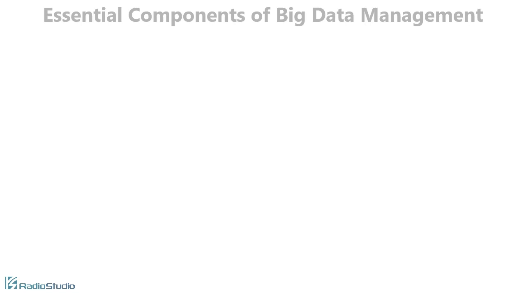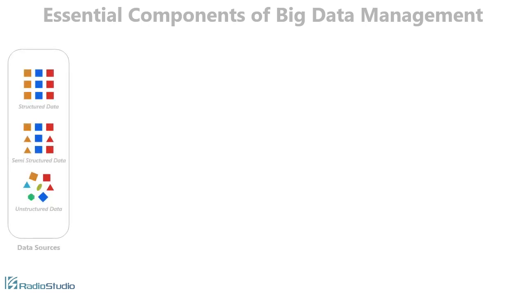In this video, let's take a closer look at the essential components of a big data management system. This will provide you with an overall picture of the big data reference stack. First comes the data sources. These sources comprise myriad databases belonging to various enterprise applications, containing data in structured, semi-structured, or unstructured forms.